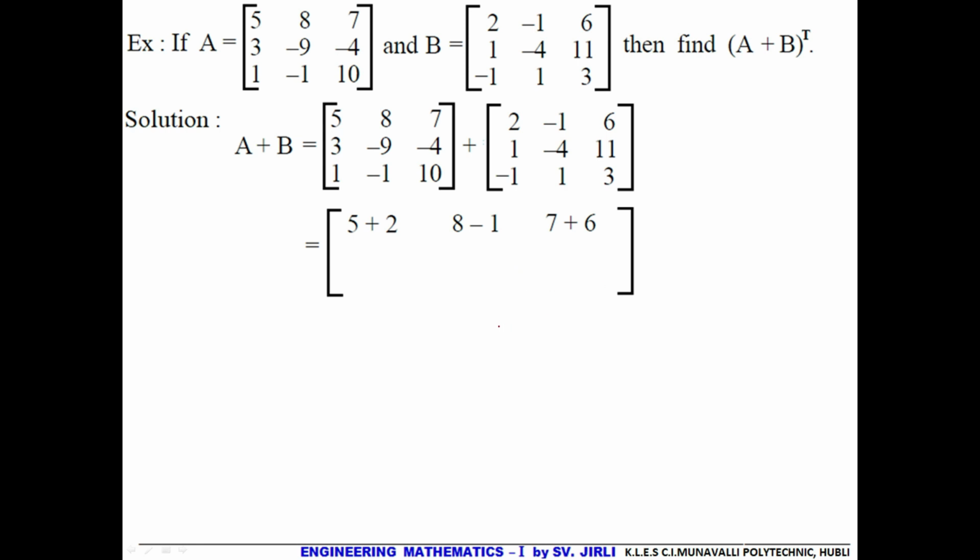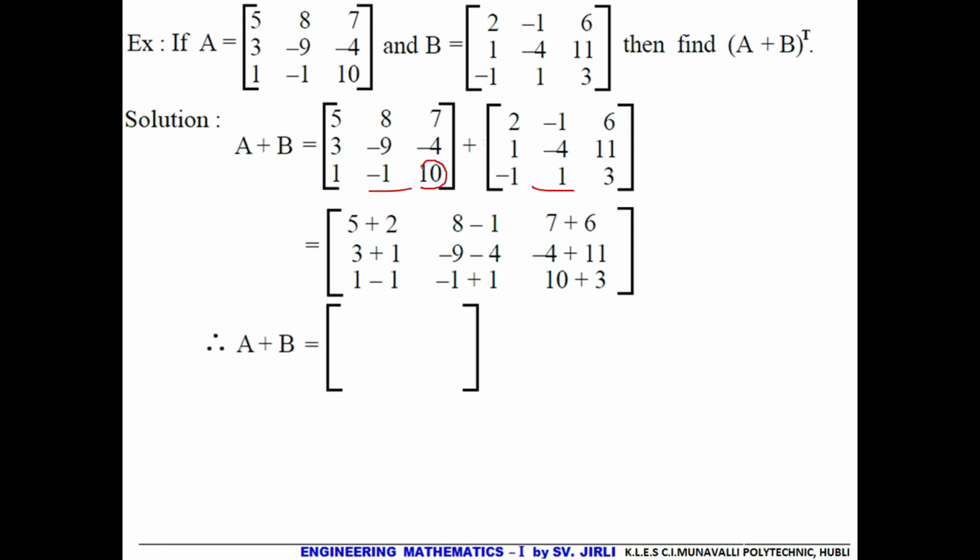3 plus 1, minus 9 minus 4, then minus 4 plus 11. What is third row? Please try to answer yourself, then you check. 1 minus 1, minus 1 plus 1, and 10 plus 3. Therefore, A plus B equal to the matrix.